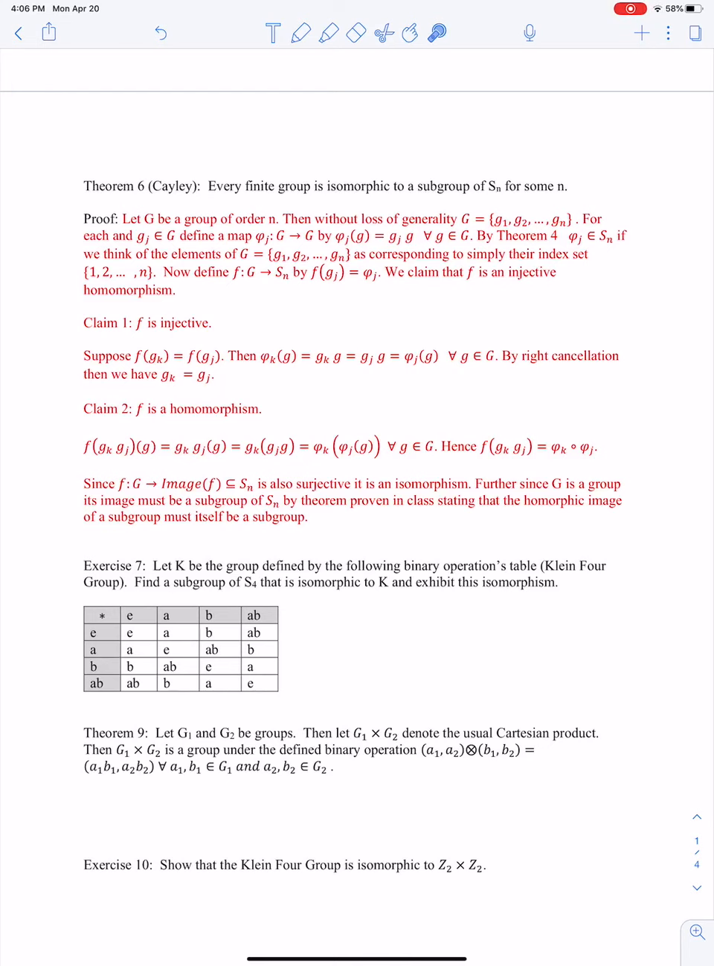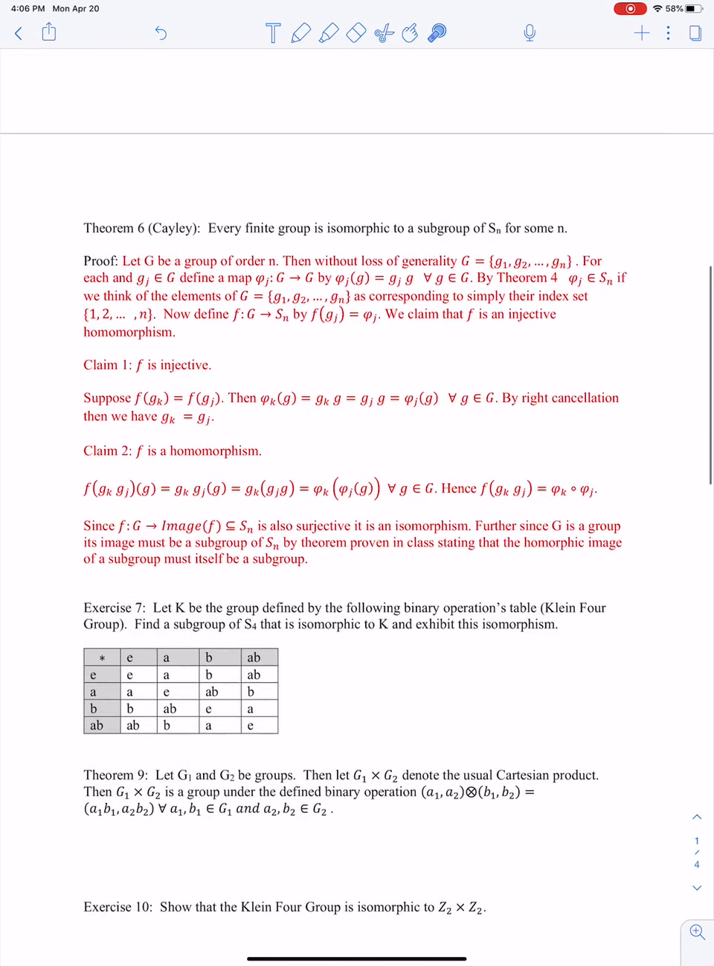All right, so let's see how the argument goes. Pick a group G of order n. Then I'm going to claim, well, if G has n things in it, then I can write it as g_1, g_2, ..., g_n. Now, for each element g_j, I define this map, phi_j, from G to G. By phi_j(g) is just multiplication on the left by g_j.